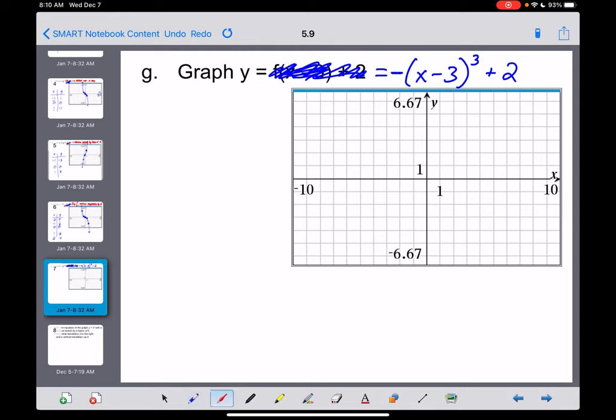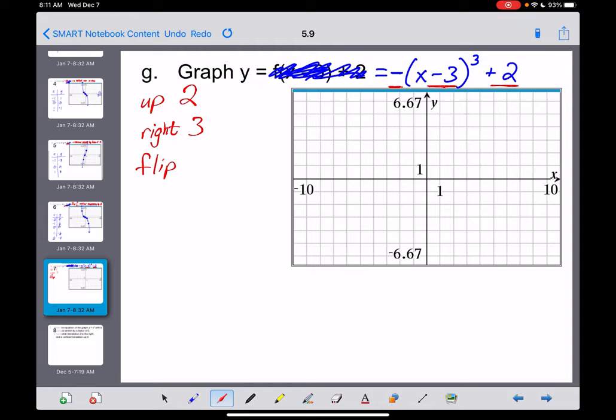So 3 things to think about. What does that +2 at the very end of the function do for us? That's moving us up 2 units. What does the -3 with the x in the parentheses do for us? That's a horizontal shift, and that is moving us to the right by 3 units. And what does the negative out in front do? That one is a vertical flip.